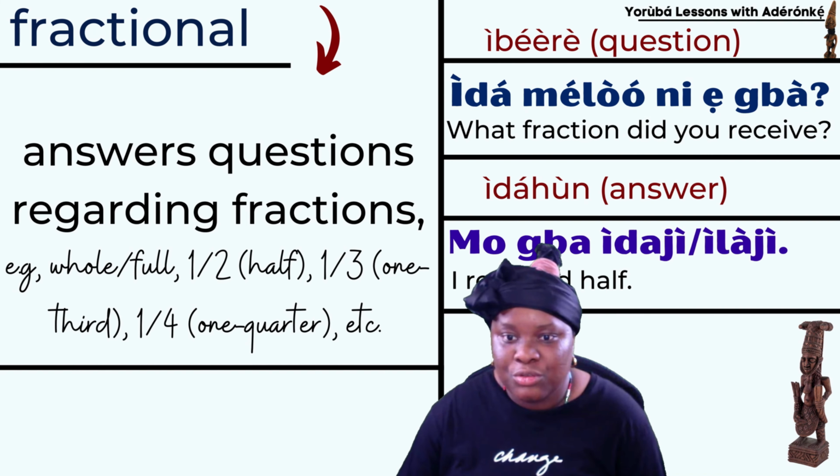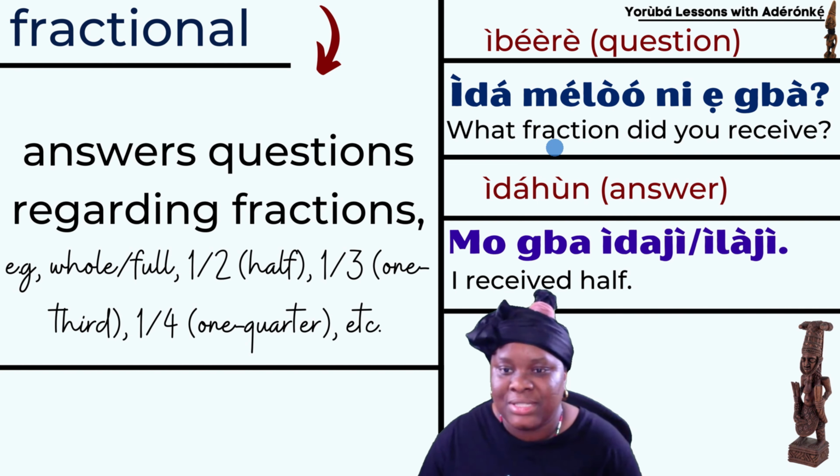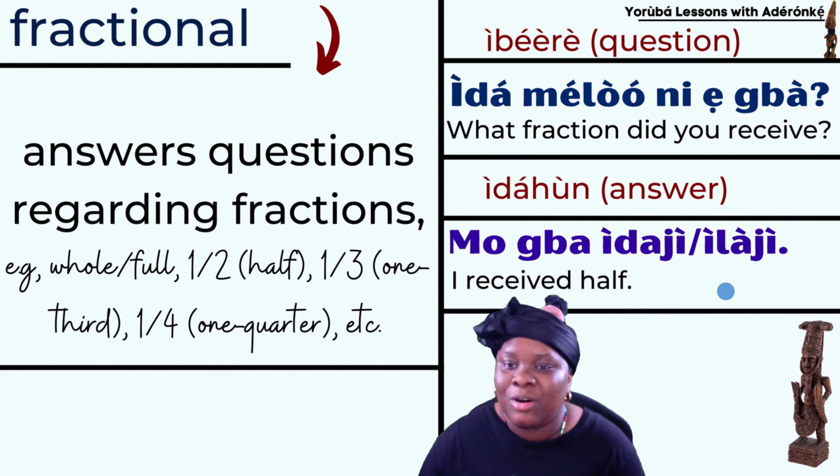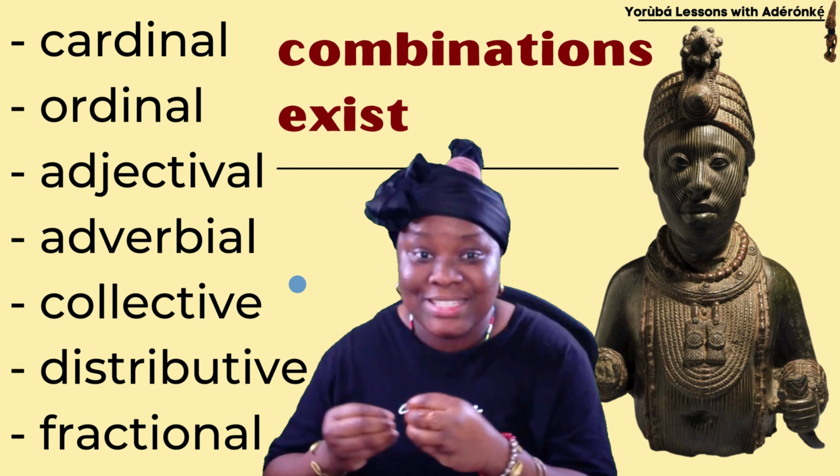In the fractional forms, ìdá mélòó ni ẹ gbà? What fraction did you receive? What division? If you want to say I received of, you could say mo gba ìdajì, or mo gba ìlàjì. Ìdá mélòó ni ẹ gbà? Mo gba ìdajì. Mo gba ìlàjì. I received of.